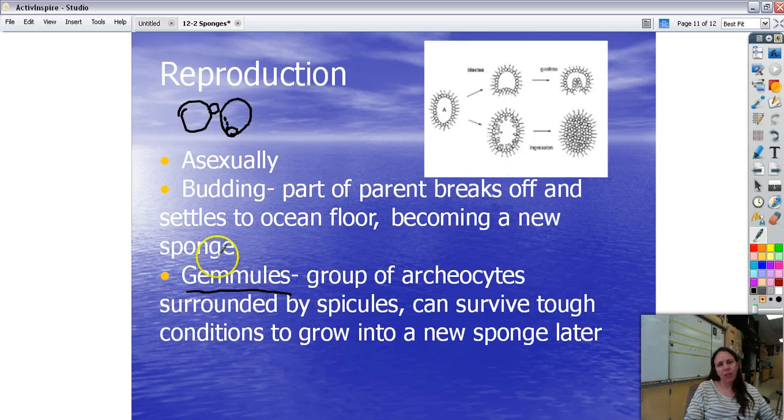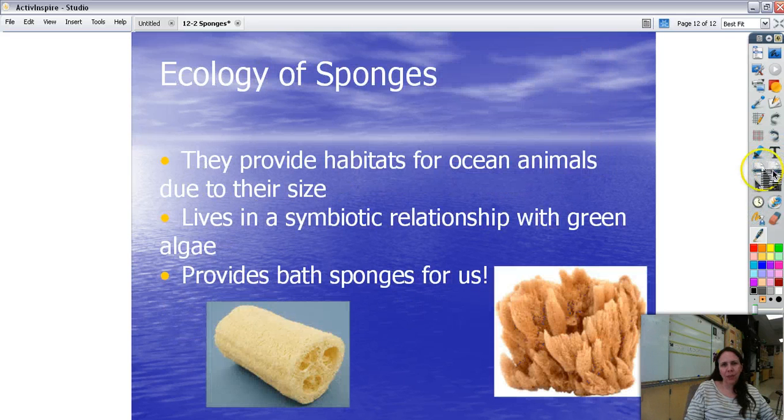Gemmules, or gimmules, depending on how you say it, are little balls of archaeocytes that are surrounded by spicules. All these little things sticking out, those are all spicules. And what it does is it preserves the middle inner layer. And what they do is they just kind of chill until the bad conditions are gone. And then once they're gone, it pops open and ta-da, there you go, you got a new sponge. So in cases where the water isn't ideal, they'll just kind of hang out in a state of suspended animation until the water's good enough for them to grow again.